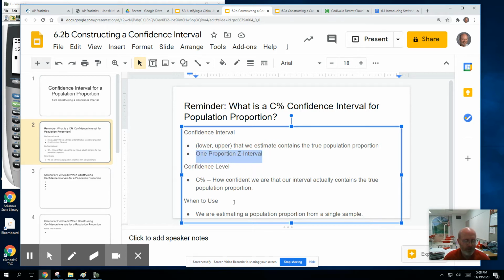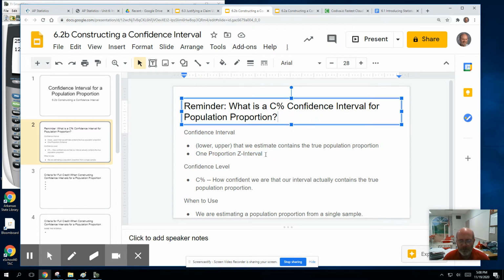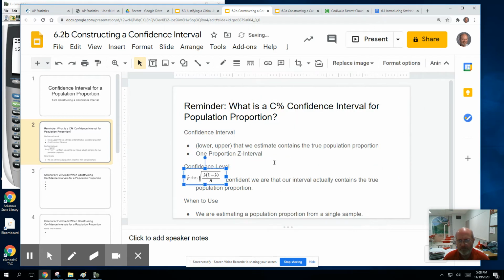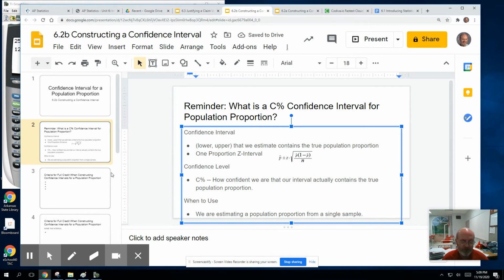And we'll give you the formula for that in a few minutes. As a matter of fact, I think we did that yesterday, what the formula was. Let's go ahead and put that in here too. The formula for that one proportion Z interval is this right here. It's P hat plus or minus Z star, I cut this off of another website, times the square root of P hat times 1 minus P hat divided by N. We did that a few minutes ago. But this is the formula to calculate a one proportion Z interval, and you need to know those things.